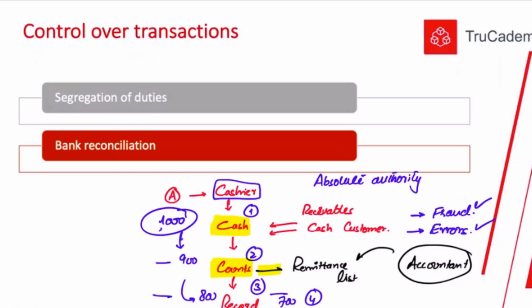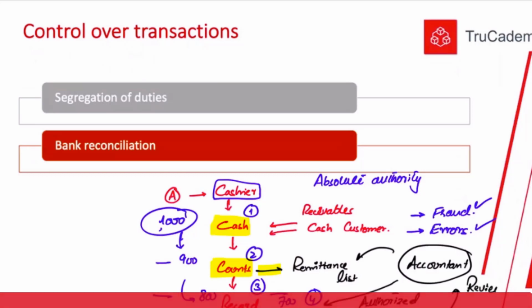Then once he records the transaction in the day book or in the ledger, this accountant should also authorize this transaction. And whenever he deposits this amount in the bank, then whatever the pay-in slips are, he should share those slips with the accountant, and the accountant should review this.